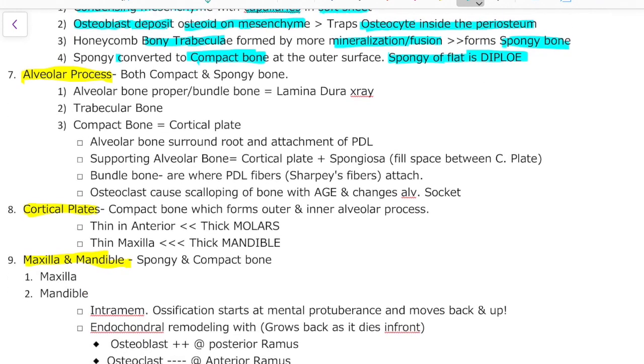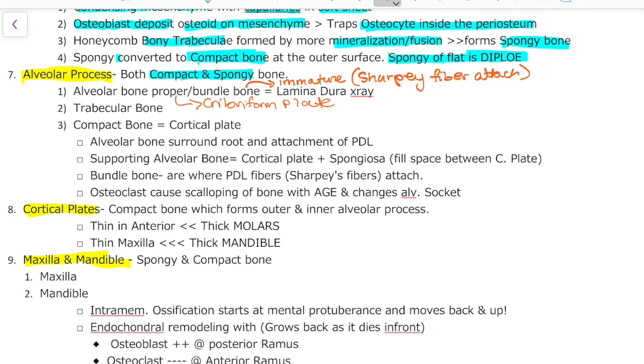Next, we have the alveolar process, which contains both compact and spongy bone. Alveolar bone proper, also known as the cribriform plate. Cribriform plate has a layer of bundle bone, which is immature, basically. And that bone, immature bone, is where your PDL fibers, or Sharpey's fibers, will attach. And another concept is that alveolar bone, or the lamina dura, is what we see in the x-ray, and that tells us about bone loss.